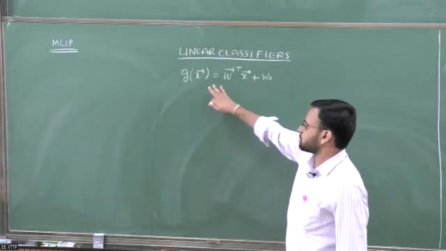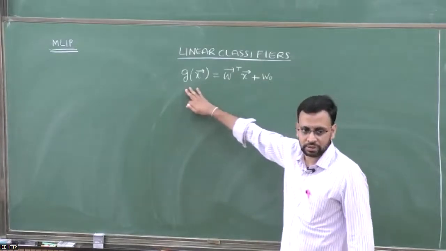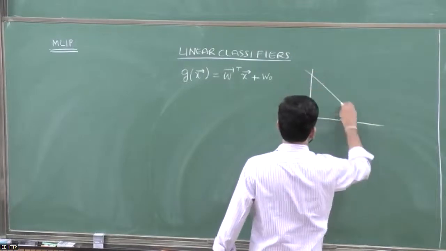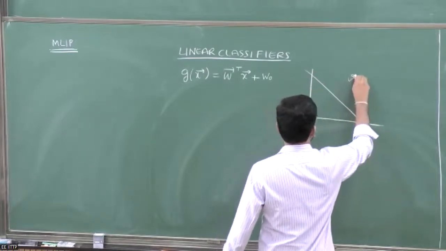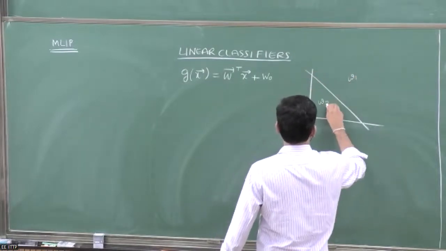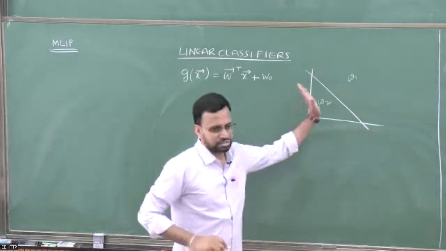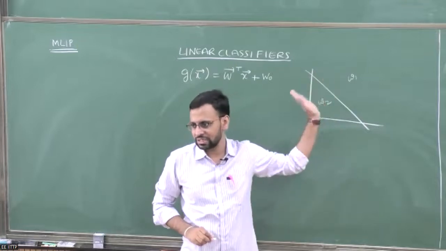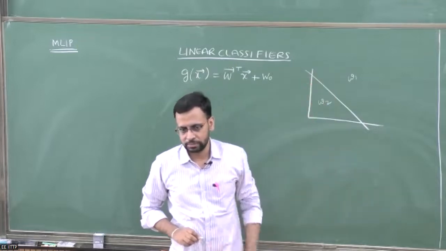And we have also seen that g of x bar, once you do a linear classification, assume that this is your class omega 1, omega 2. For one it would be greater than 0 and for the other it would be less than 0. So that also we have discussed.